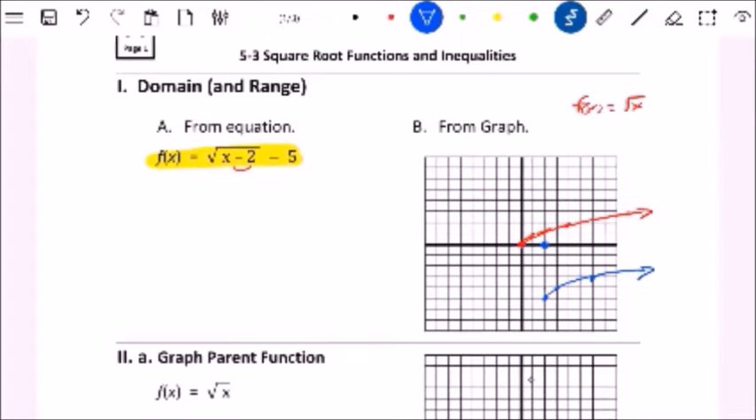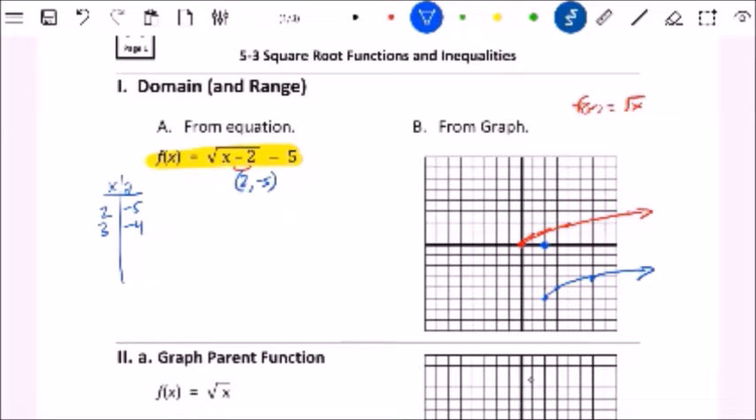You can verify that with a simple XY table, taking the opposite of the middle point, and then the −5. That would be our starting point, (2, −5). A 2 inside the square root would give us a 0. If we put a 3 inside the square root, 3 minus 2 is 1, square root of 1 is 1, we get a −4 there.